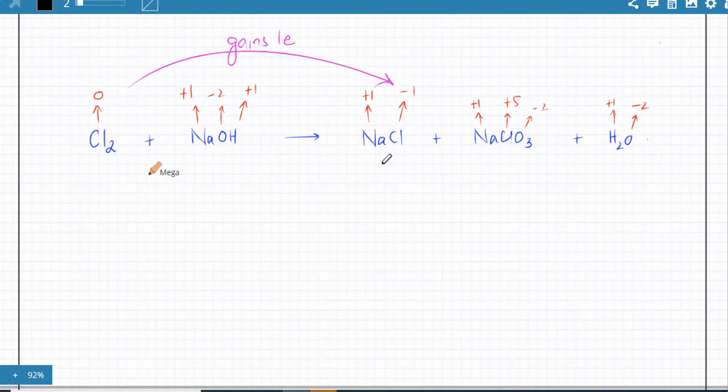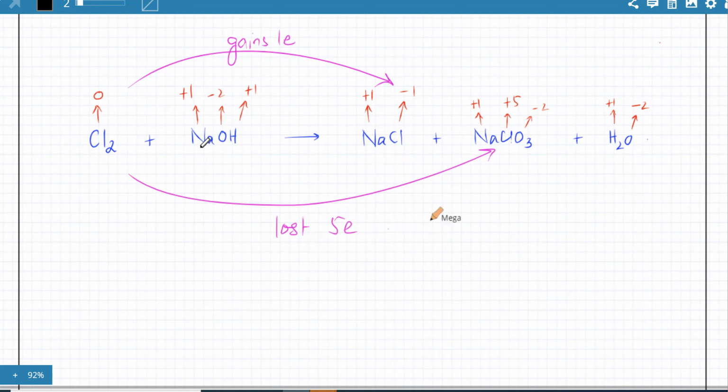But then there are other Cl atoms that are getting oxidized. They go from 0 to +5. That means they lost 5 electrons. So this is a disproportionation reaction. You have a bunch of Cl atoms. Some of them become Cl-1, so they gain electrons, they undergo reduction, while the other ones are losing electrons to form Cl +5. Okay, so is this clear? Yes. So this is known as a disproportionation reaction.